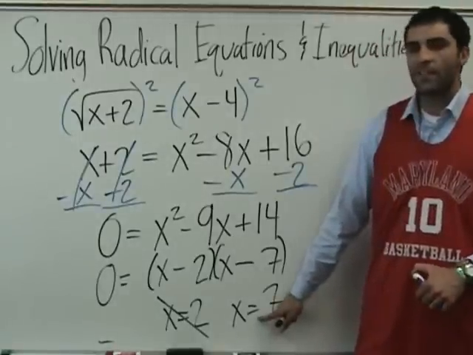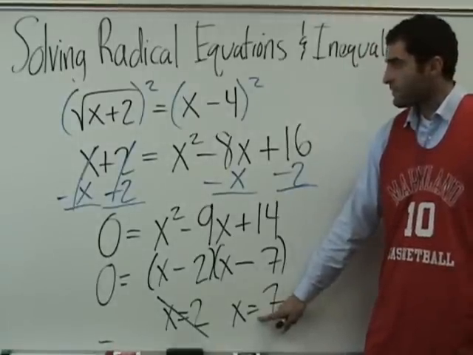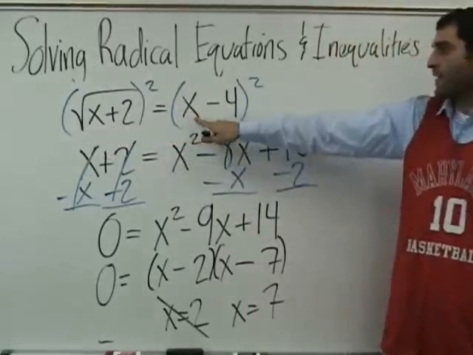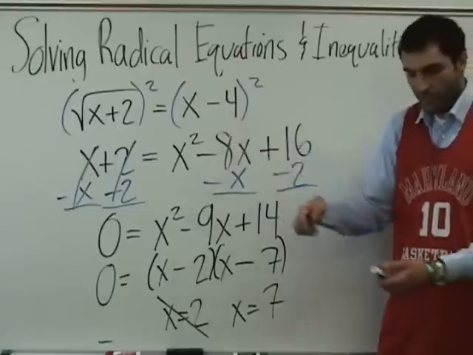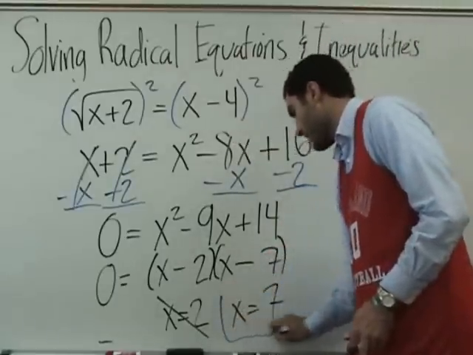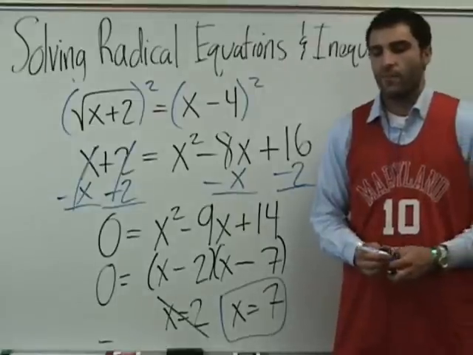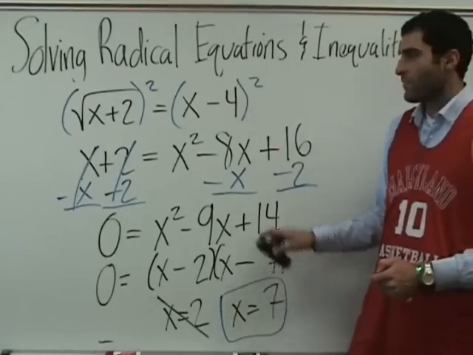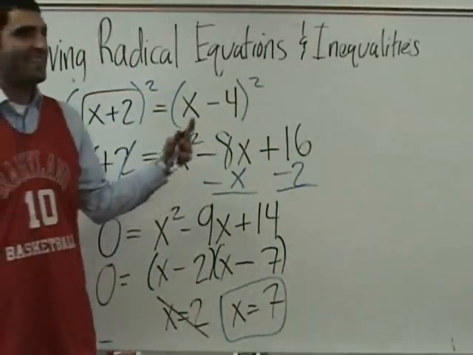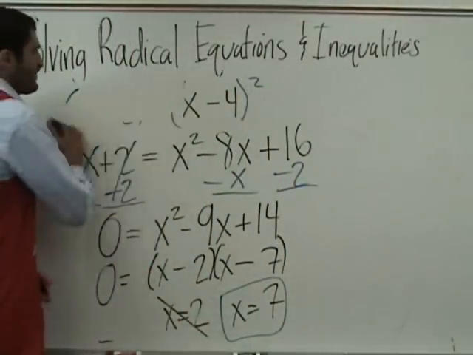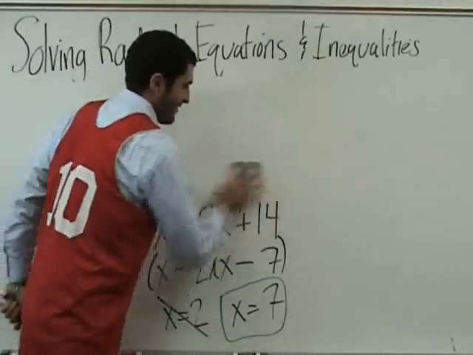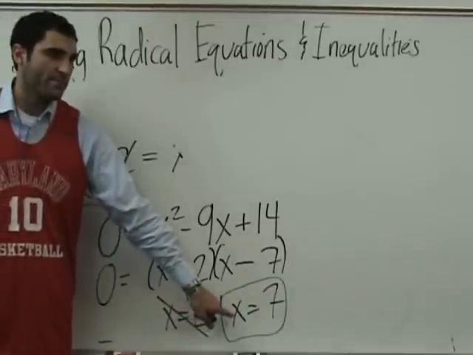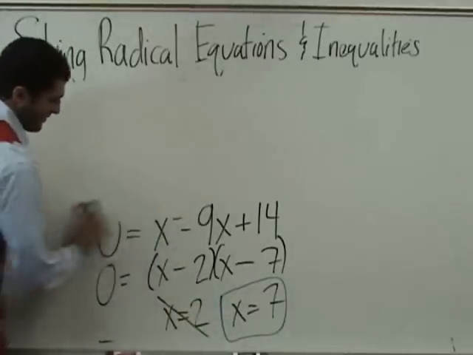Now let's have a volunteer plug in the 7. The square root of 9 would be 3, and then 7 minus 4 is 3. So does it work? Yes. So this is the solution. See how one worked and one didn't. One more, you guys. So was that yes or no? This works, this does not. x equals 7 is the only solution.